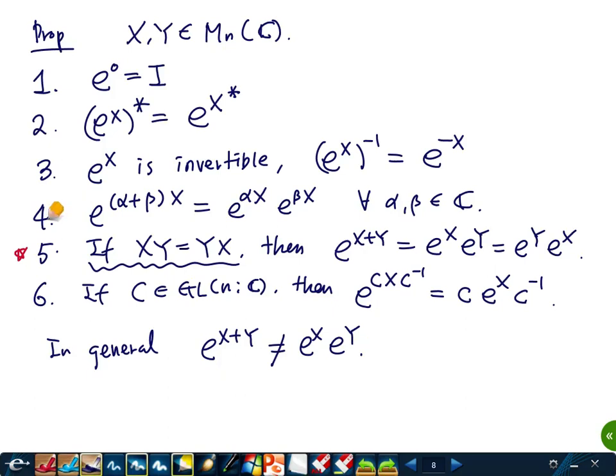Notice that 4 is a special case of 5 because these two always commute. Okay? All right.